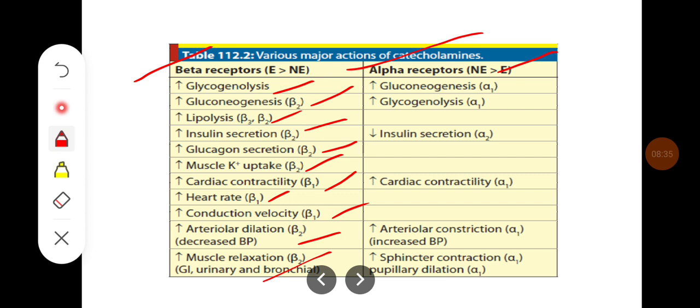Whereas alpha receptors increase gluconeogenesis through alpha 1, increase glycogenolysis through alpha 1, and decrease the insulin secretion through alpha 2 receptors. They increase the cardiac contractility through alpha 1 receptors, and cause arteriolar constriction through alpha receptors, which is going to increase the blood pressure. They increase the sphincter contraction through alpha 1 receptors and pupillary dilation through alpha 1 receptor activity.